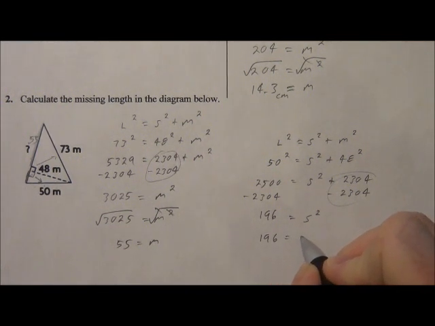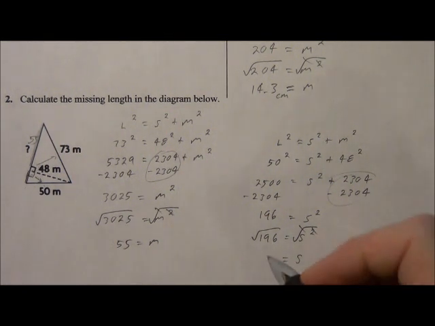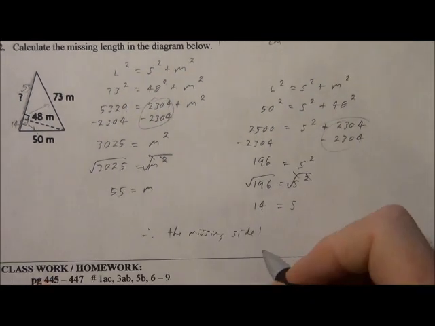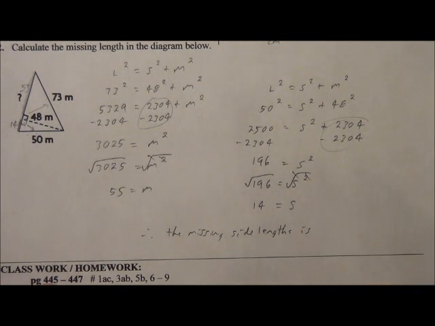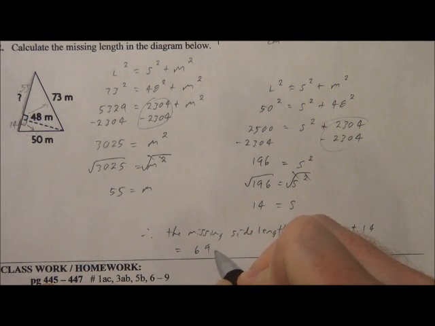Again, take the square root of both sides to maintain balance in the equation. The square and the square root cancel. So the short side is equal to the square root of 196, which is 14. And so this here is 14. Therefore, the missing, sorry, as I'm writing off camera, the missing side length is 55 plus 14 equals 69 meters.